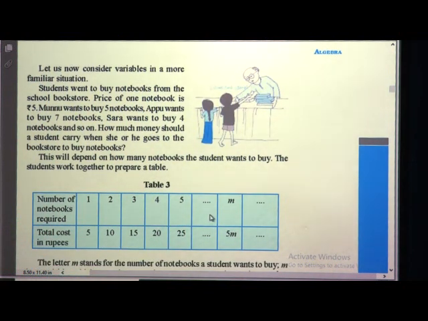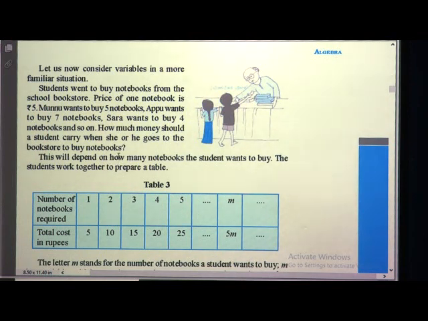Let us now consider variables in a more familiar situation. Students went to buy notebooks from the school bookstore. Price of one notebook is rupees 5. Munnu wants to buy 5 notebooks. Appu wants to buy 7 notebooks. Sara wants to buy 4 notebooks, and so on. How much money should a student carry when she or he goes to the bookstore to buy notebooks?